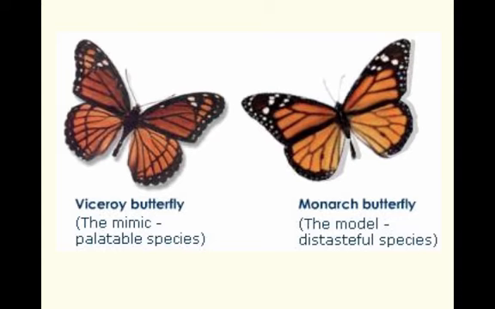They both look quite similar. The monarch butterfly has a really bitter, distasteful taste when it is consumed, but the viceroy butterfly, which looks like the monarch butterfly, is actually palatable to most species. Because it looks like the monarch, though, some predators will avoid that viceroy butterfly.